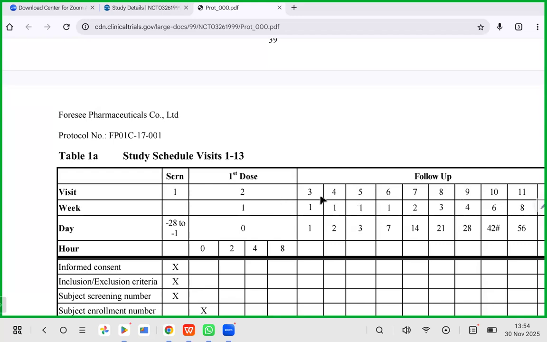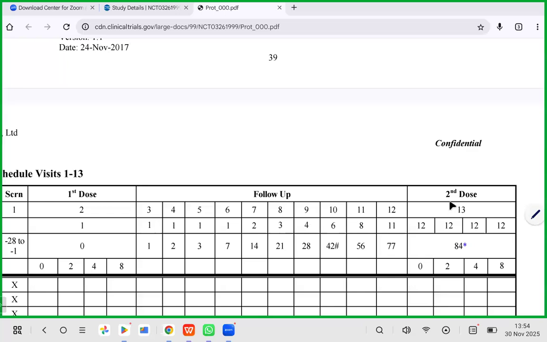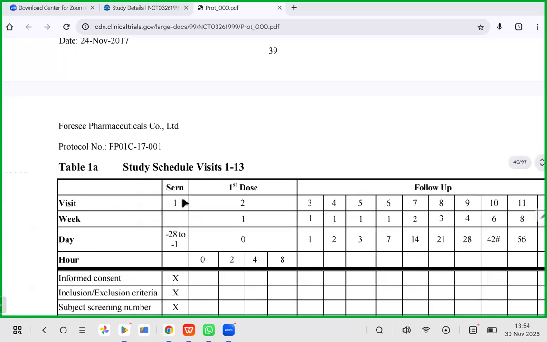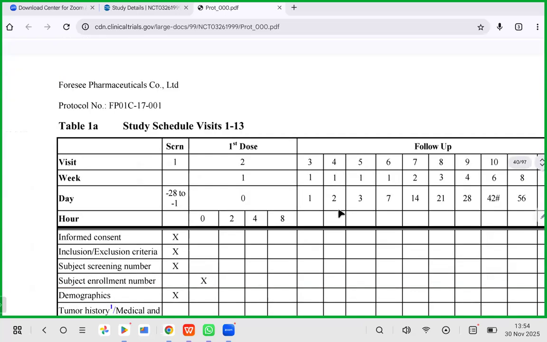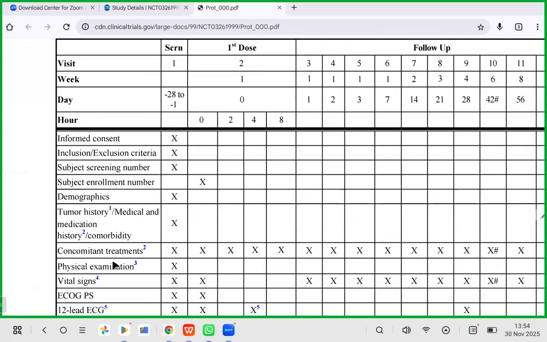So they will take various blood samples at each visit, and then they will check the safety efficacy parameters. Even after the second dose is given at the 13th visit, that is day 84. So here you can see what is the day, what is the week they are getting the dose, and all. So here you will see what are all the examinations that will be taken.